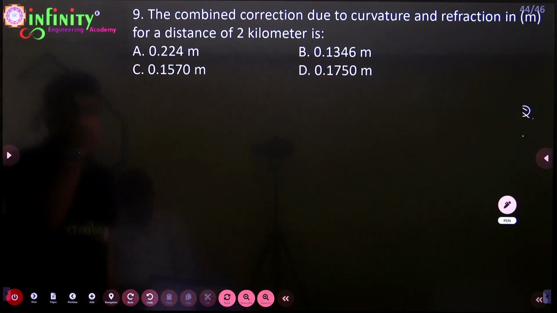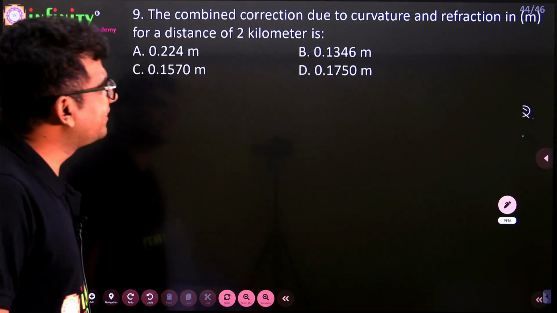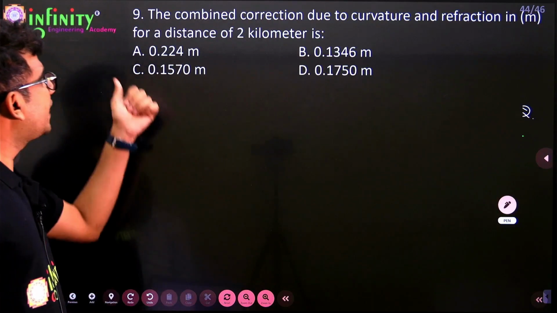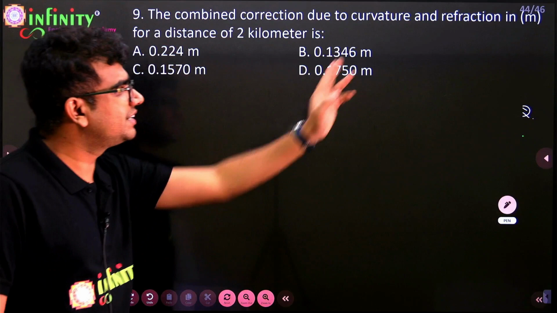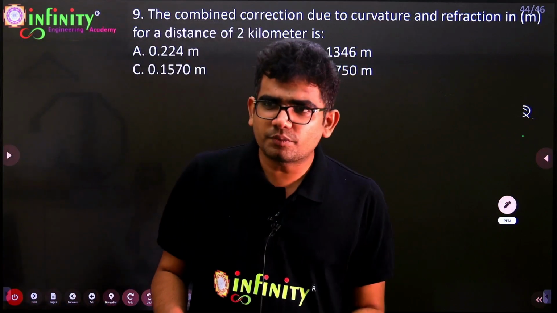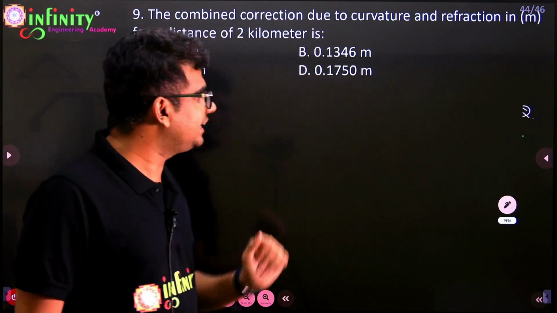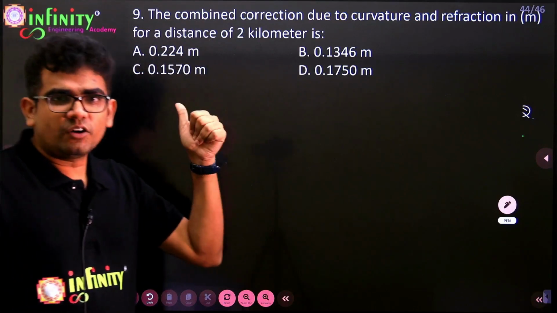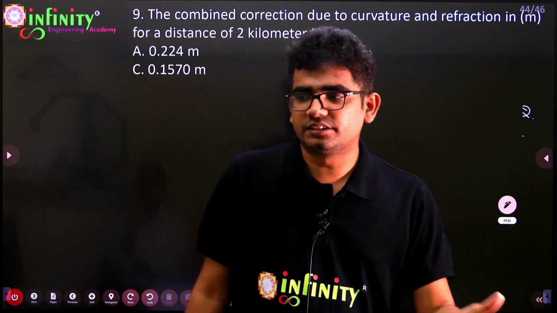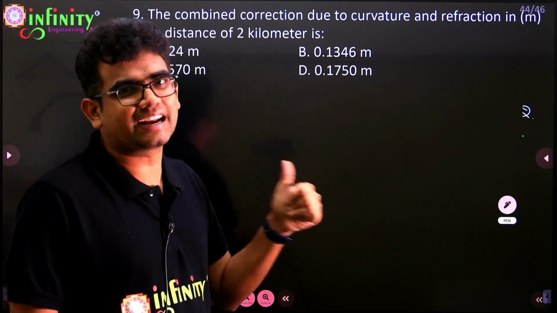Next question. The combined correction due to curvature and refraction for a distance of 2 km is, in meters, they are saying. So now the thing is, in 2019 many people struggled with this question because they have not given any correct option here.